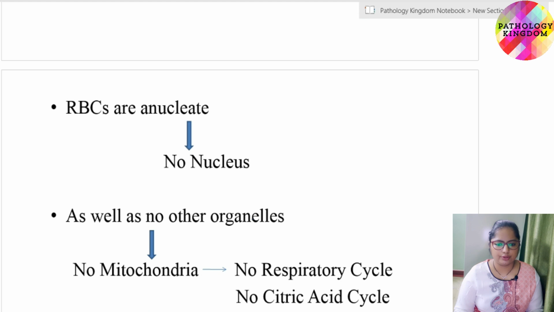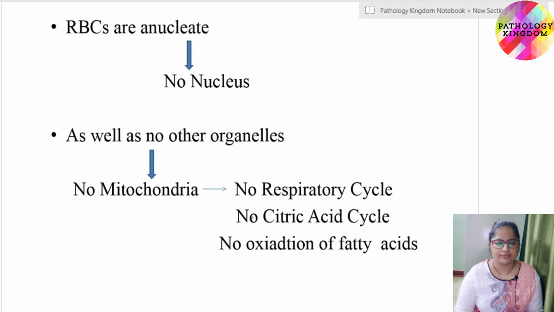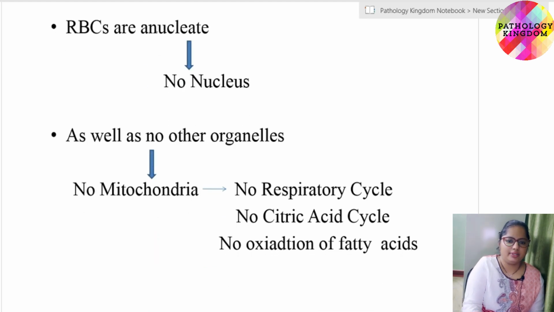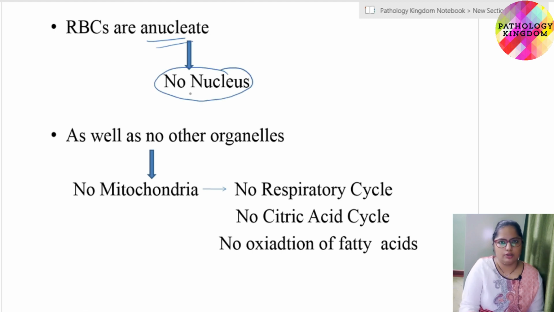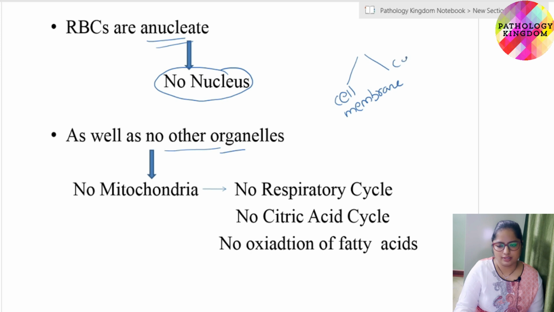Now coming on to the introduction part, RBCs are anucleate. They do not have a nucleus, as well as no other organelles. Red blood cells are made up mainly of cell membrane and cytoplasm.